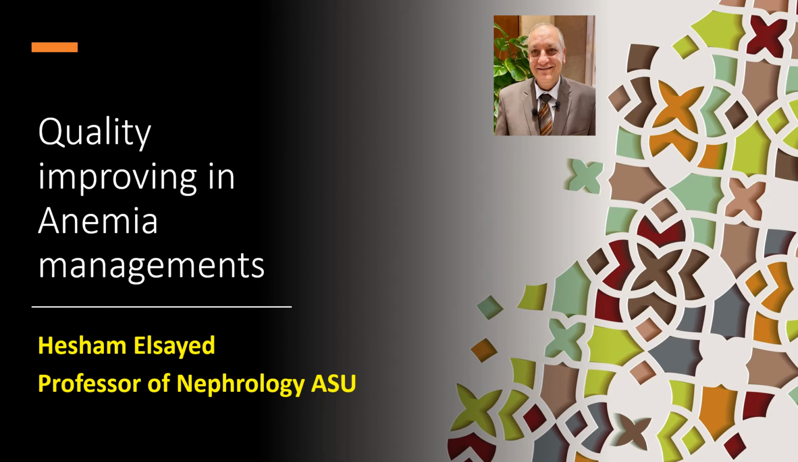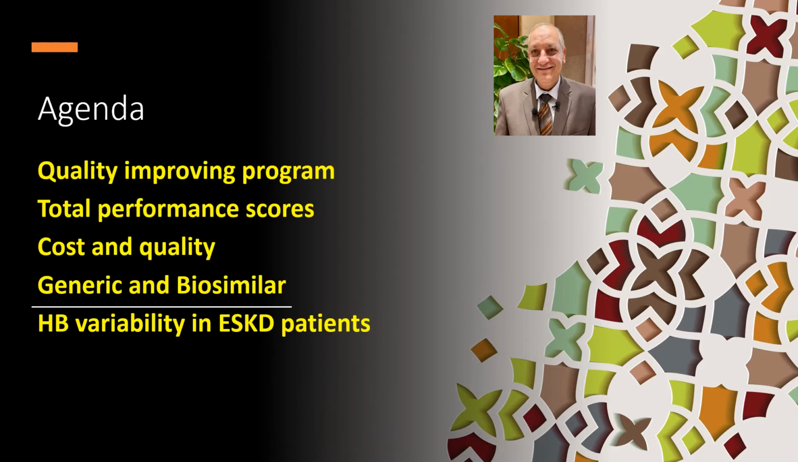Today we'll discuss improving the quality programs in dialysis patients, focusing on anemia management. Our agenda will be the quality improving program and how to improve the service in the dialysis units, how to calculate the performance score, the difference between the cost and the quality, and how to manage the best quality in the units. Lastly, we'll have some information on the differences between the generic and the biosimilars and the hemoglobin variability in end-stage kidney disease patients.